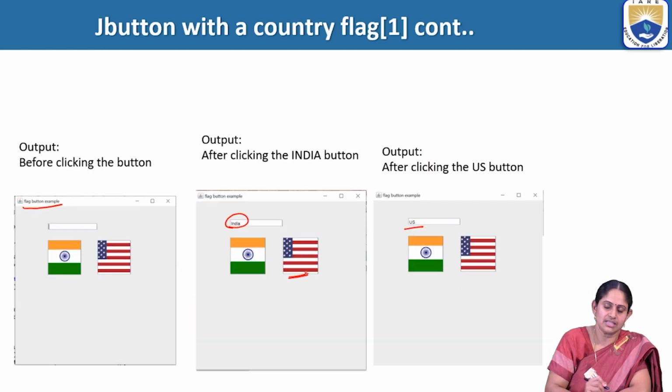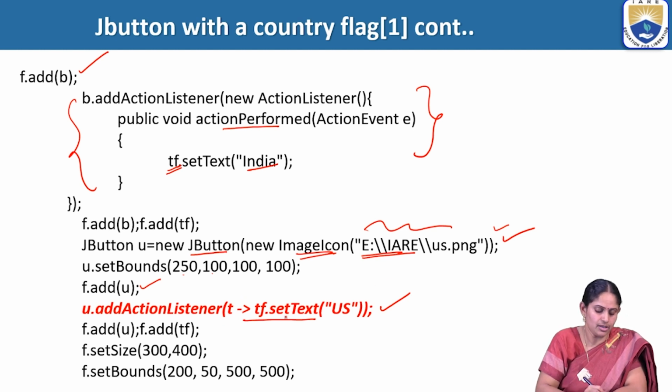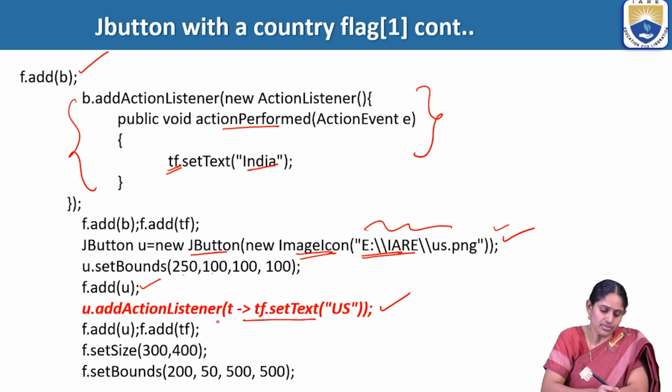So this US flag button is created with this line. Now it is placed at 250 by 100, and its size is also 100 by 100. Then we are adding that button onto the frame. Then we are making use of the lambda function to register our button source with that event. So when this action event occurs, when we click that button, it will set the text to US.